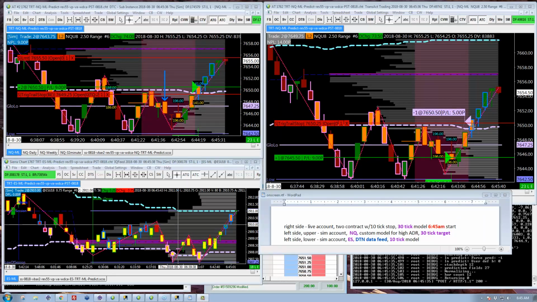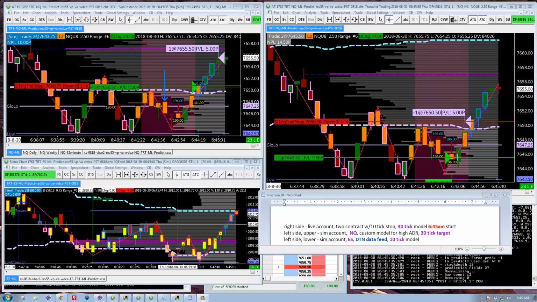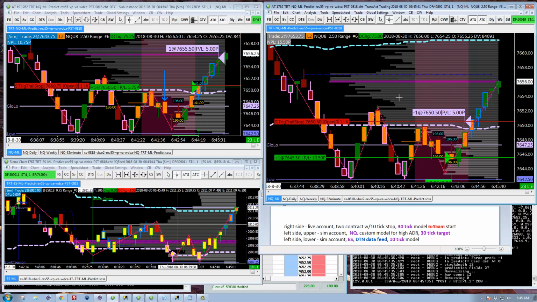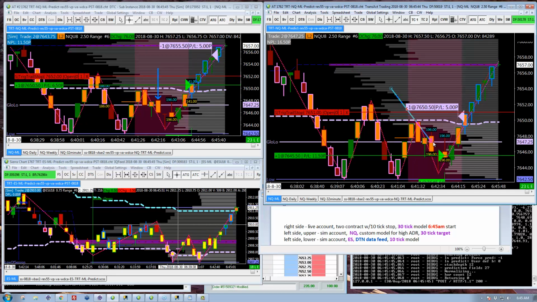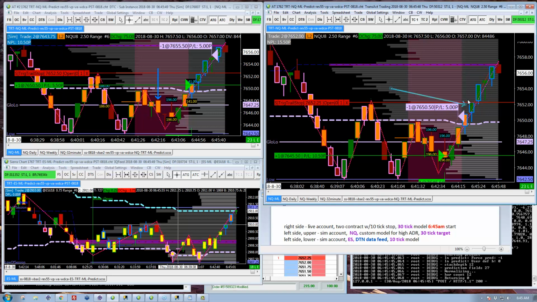Alright, so we've hit first target here on the long on the NASDAQ on the right over here. Entry there, first target there. And then the distance wasn't far enough away to do an add on that break. So now we're up at the POC now.